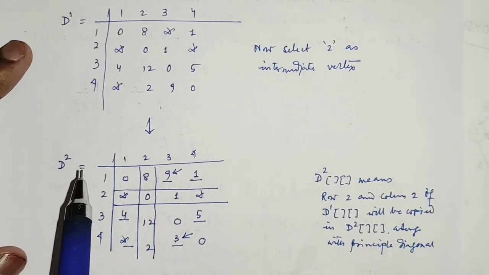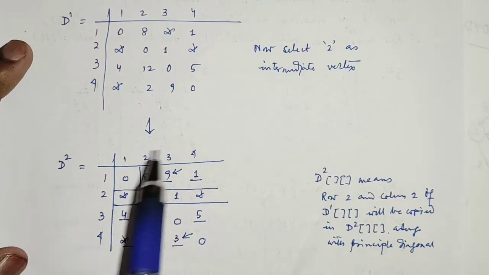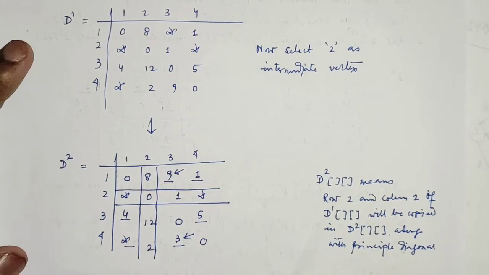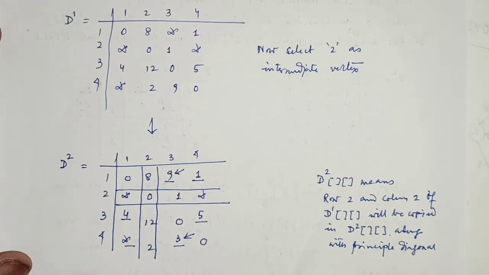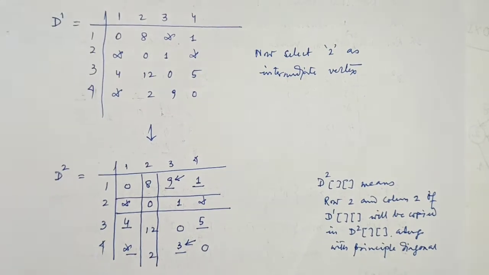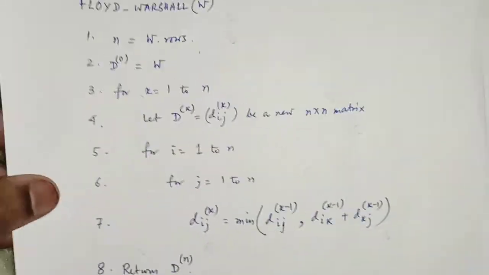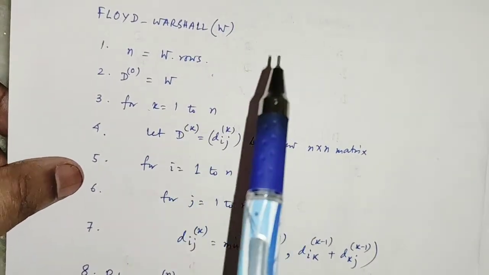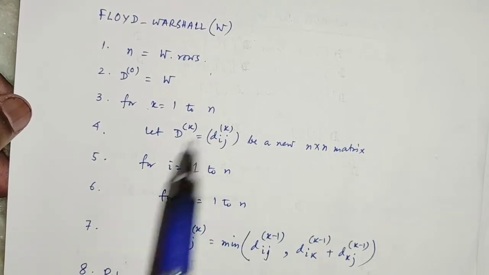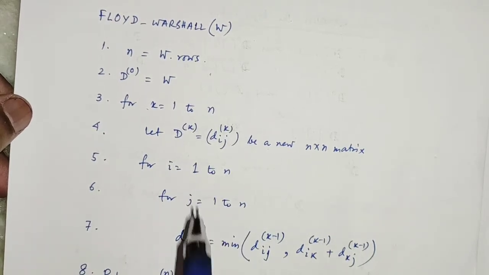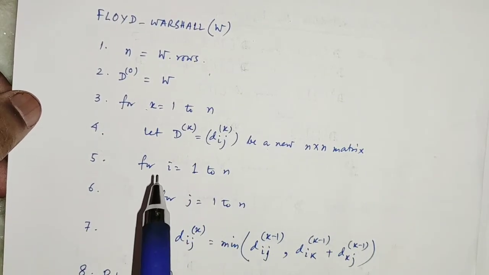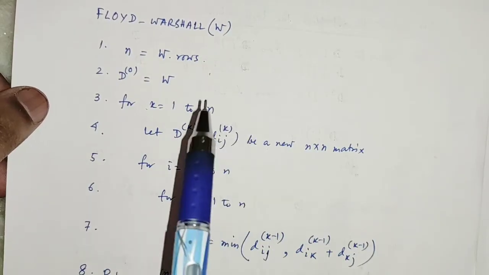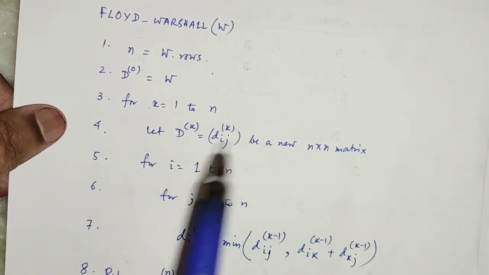So again, for k equals 2, you have to treat the full matrix. This implies that for each k value you are treating the entire matrix. That's why the algorithm is like this: for each k value, k is the outermost loop, and you are treating the full matrix. So i and j are inner loops. j is the innermost one, i is the first inner, and k is the outermost loop. For each k, you are treating the full matrix.